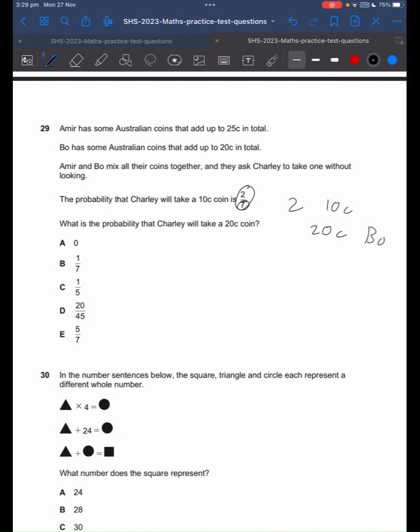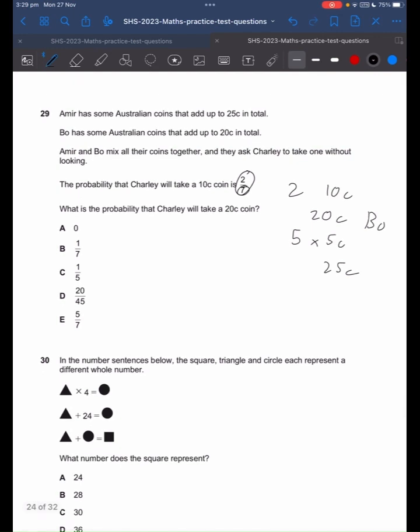Now, what about 25 cents? How can you make 25 cents with the remaining 5 coins? One way you can do that is by having 5 5-cent coins. If we have 5 5-cent coins, we get 25 cents, which is what we want. The question asks us for the probability that Charlie will take a 20-cent coin. Now, can we make a 20-cent coin from this question? No, we cannot. Therefore, the answer will be A, 0. It's just not possible.